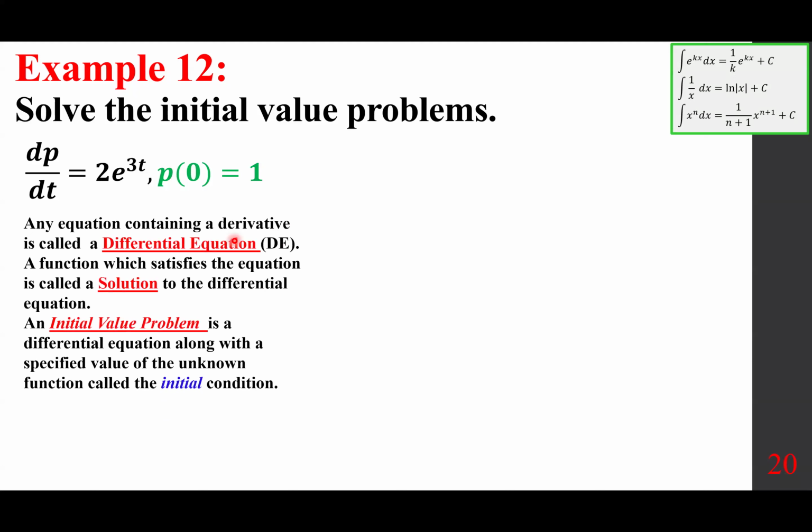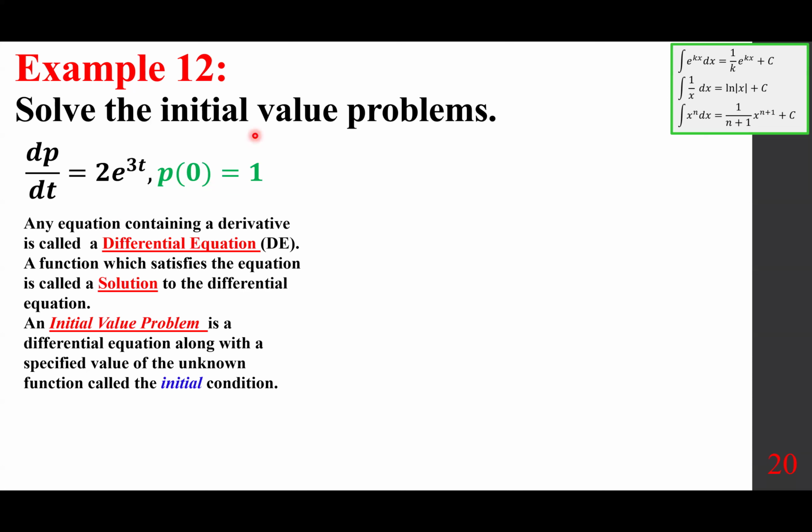Any equation containing a derivative is called a differential equation, or DE for short. A function which satisfies the equation is called a solution to the differential equation. An initial value problem is a differential equation along with a specified value of the unknown function, called the initial condition. In other words, in addition to the question to solve, you have a pair, and its duty is to help you find the constant, because remember, when you integrate, you get a family of functions.